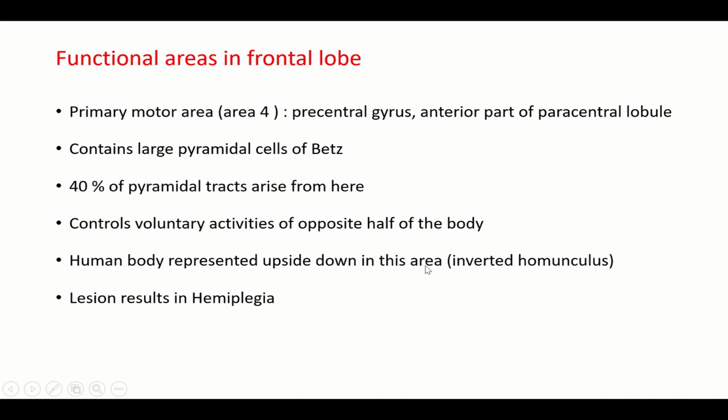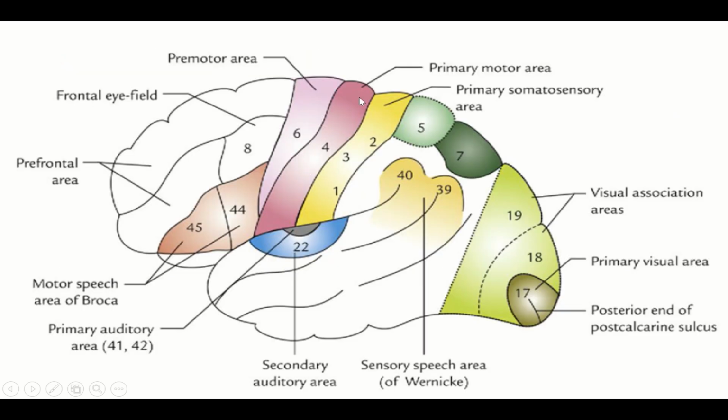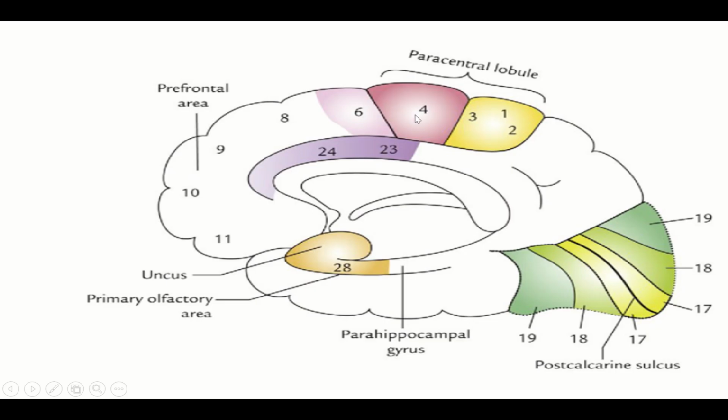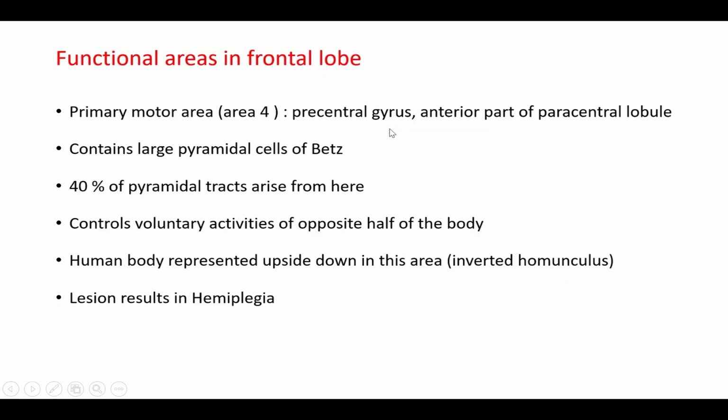We are going to discuss the functions lobe-wise: functional areas in the frontal lobe, the parietal lobe, the temporal lobe, and the occipital lobe. Let us start with functional areas in the frontal lobe. The first and foremost important is the primary motor area, area number 4. It is located in the precentral gyrus and anterior part of the paracentral lobule. You can see here, it is located in the precentral gyrus and anterior part of the paracentral lobule.